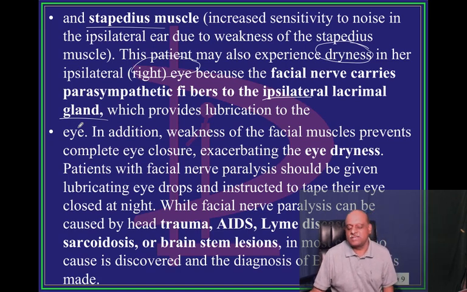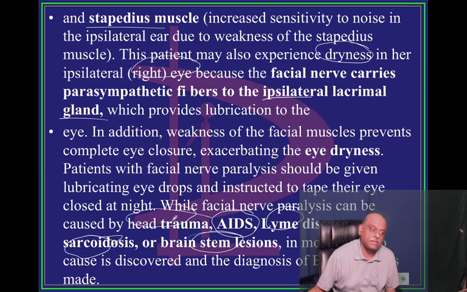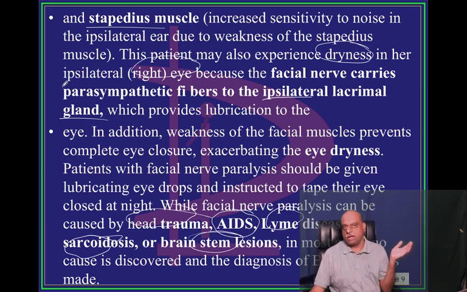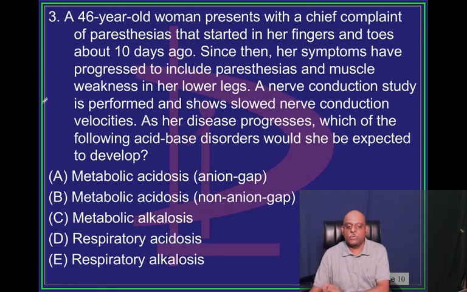So what leads to this lower motor neuron type of facial paralysis? Idiopathic, doctor is idiot, patient is pathetic. We don't know the reason. But even head trauma, temporal bone fractures, AIDS, Lyme disease, sarcoidosis, brainstem lesions, there are various underlying causes for the development of Bell's palsy, is what you need to remember.